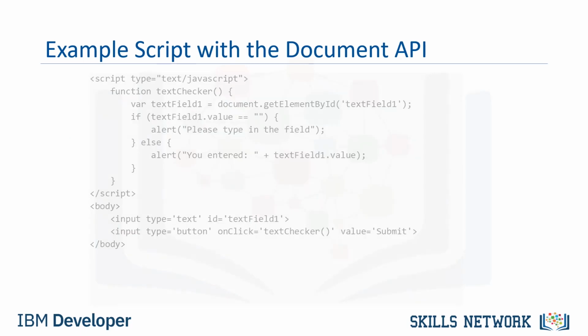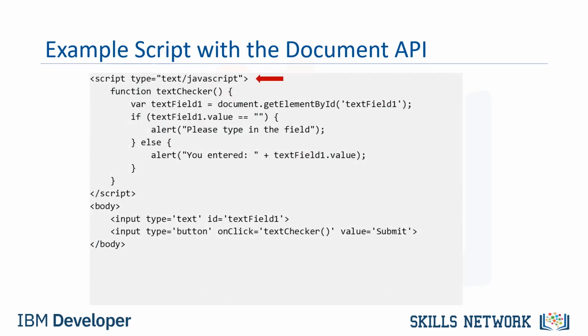This is a fragment of HTML with JavaScript code that uses the document API. When Submit is clicked inside the page that is running in a web browser, the text checker function begins. The document.getElementById text field 1 retrieves the contents of what was typed into the input field that has the ID of text field 1 and places this content into a variable. The JavaScript logic then tests whether any data was typed into the field, and an alert dialog is displayed with the result. A similar function will be used later in exercise 1.